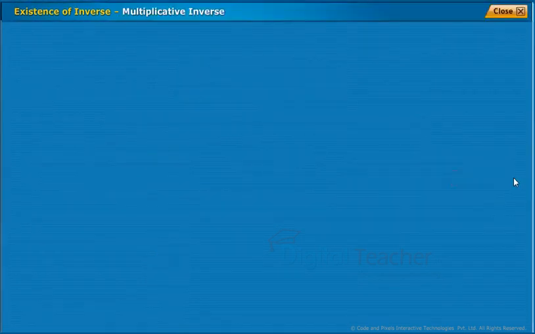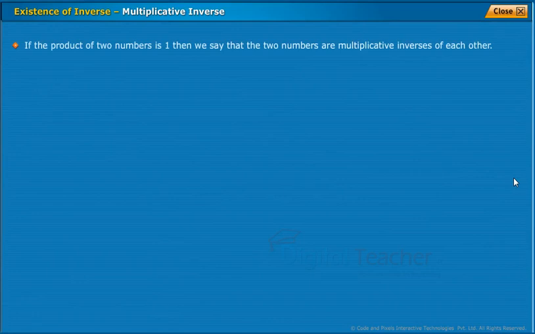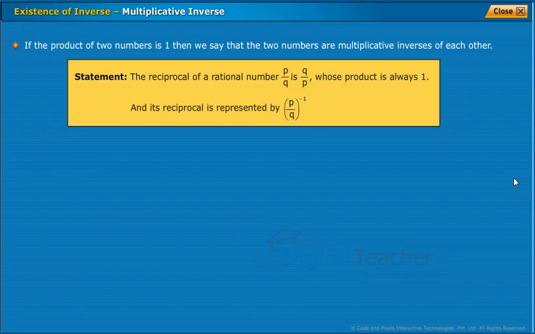Multiplicative inverse. If the product of two numbers is 1, then we say that the two numbers are multiplicative inverses of each other. Statement: the reciprocal of a rational number p by q is q by p, whose product is always 1, and its reciprocal is represented by p by q inverse.